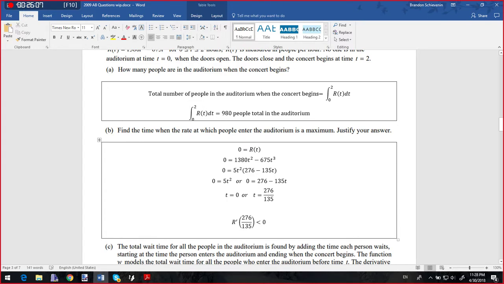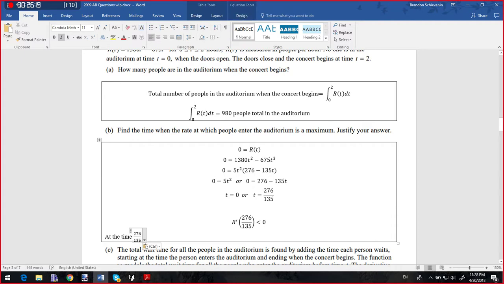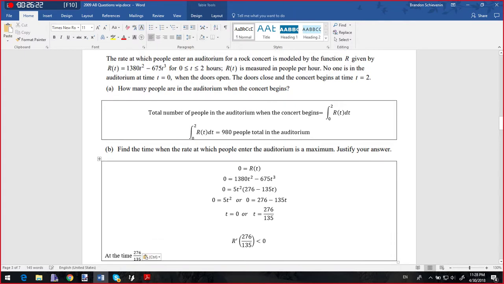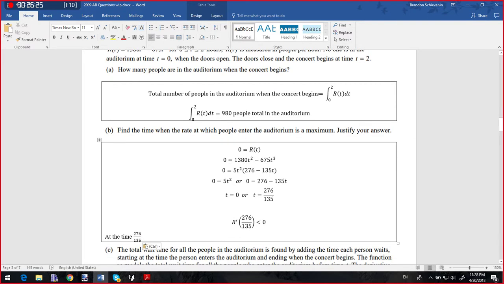So at the time 276 over 135, which is measured in hours, after the door is open, the rate at which people are entering the auditorium is at a maximum. Okay, and let me check my answer really quick, make sure we got that right.